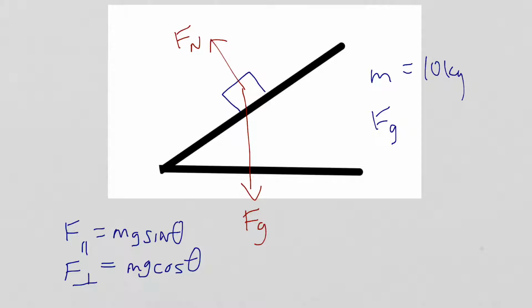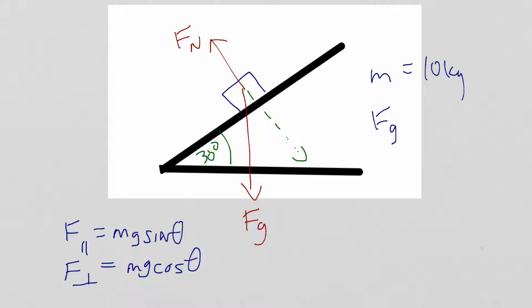But now I have to break up this vector into two components, and the reason is that my object is on an incline. So the other thing I need, of course, is the angle of the incline. So let's say we have a 30-degree angle. Okay? So the Fn is going to be the same magnitude as our F perpendicular, or mg cosine of theta.